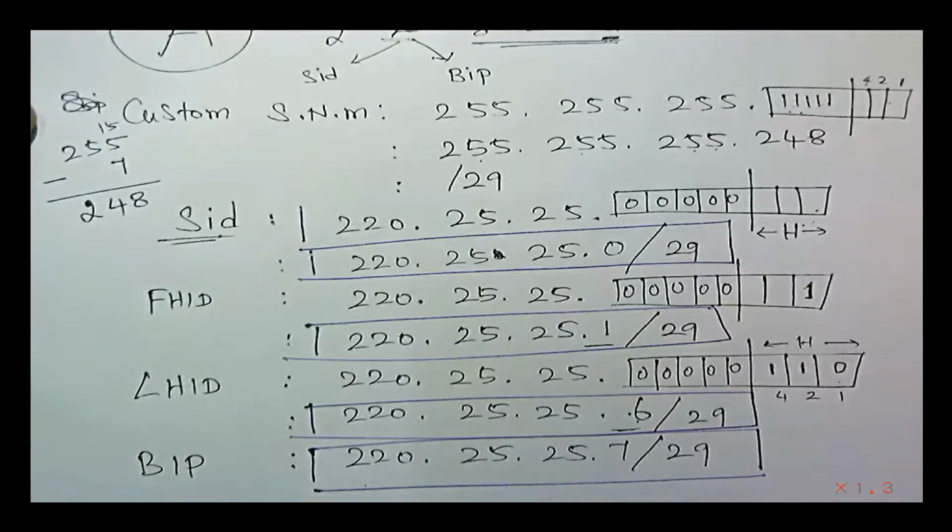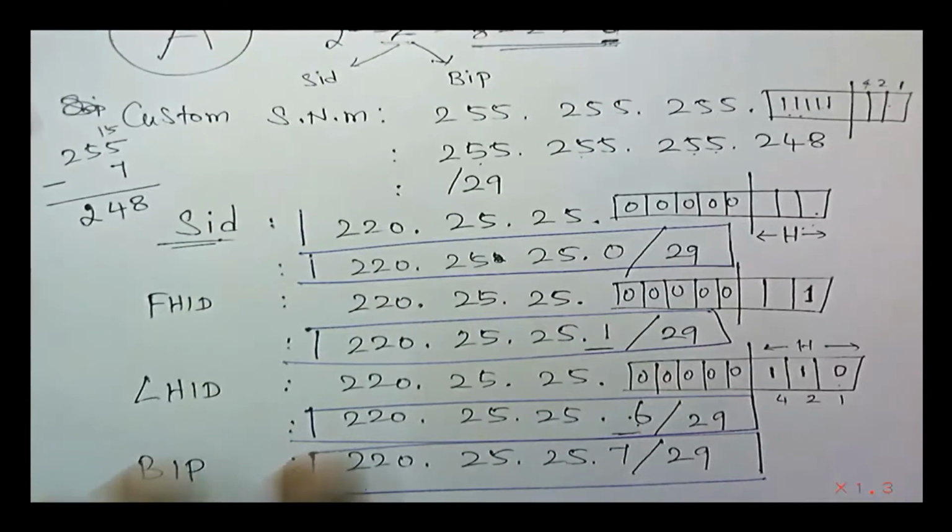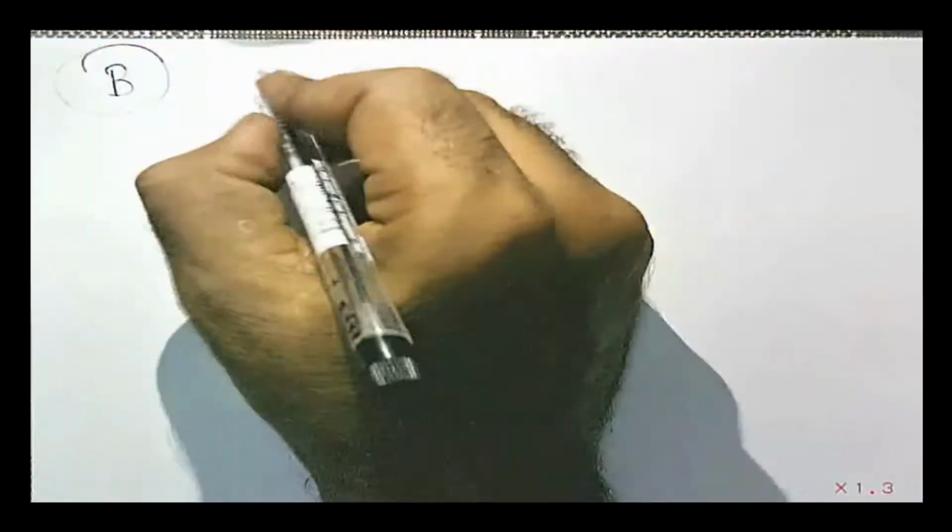So I have done this only for the first subnet, A. Now I'm going for the second subnet. I'm going to do the same thing for the second subnet. So that means B. Okay, so we are going for subnet B. So here also, how many hosts do you need? You need 4 hosts. So the number of hosts is equal to 4.